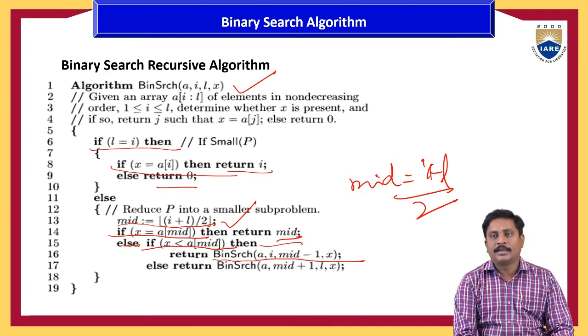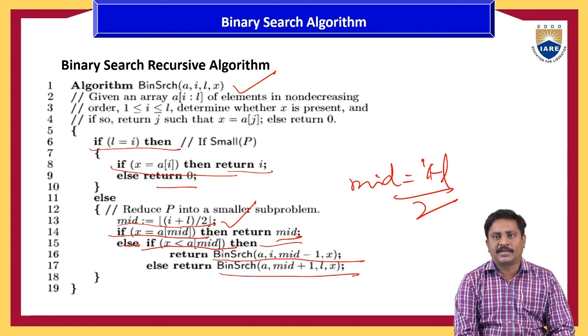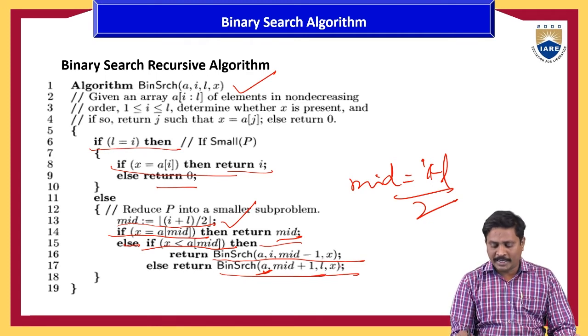A is an array that consists of the elements from the starting element to mid minus 1, and X is the searching element. Otherwise, we return binary search for the next subarray, the right subarray. That is, array A consists of the elements from mid plus 1 to the last element L, and the searching element is X.